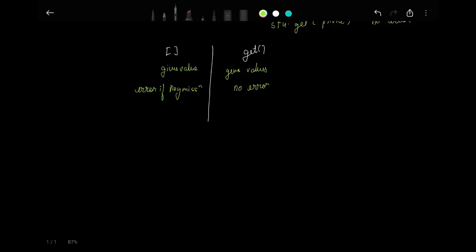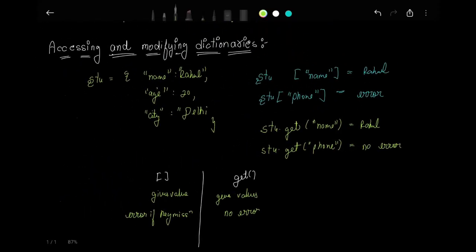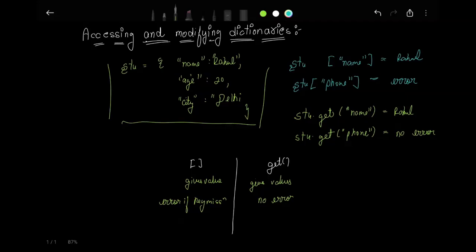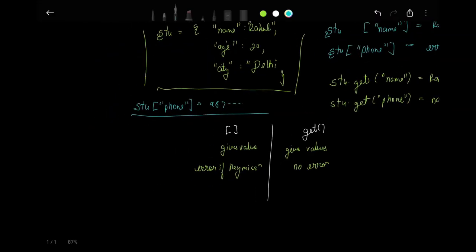Now how can we add new data to an existing dictionary? Say I have this dictionary and I want to add a phone number. For that, what will I do? I will simply write student phone, and I will fill in any value which I want. This will automatically create a new key value pair. We can also update existing key value pairs. Say I want to change the age, then what will I do? I will write student age and I will simply update the value like this.